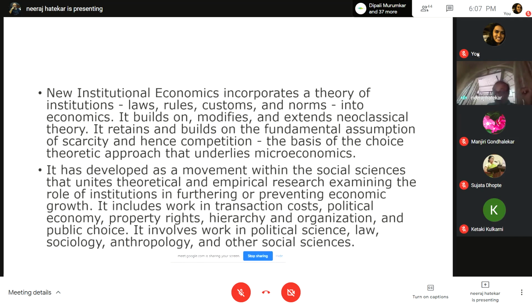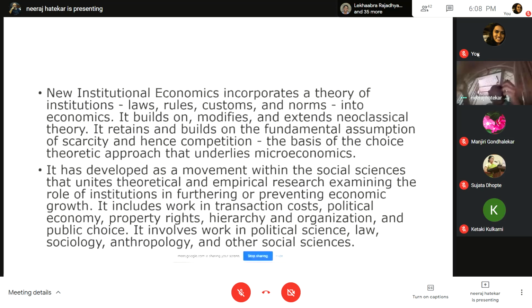Finally, there is new institutional economics, which essentially incorporates the theory of institutions, laws, rules, customs, and norms into economics. It builds on, modifies, and extends neoclassical theory. It retains and builds on the basic choice-theoretic approach that underlies economics. New institutional economists therefore try to understand the rules of the game and laws. People like Douglass North, for example, who won the Nobel Prize in economics, pioneered this kind of view of bringing laws, rules, customs, and norms into economics.